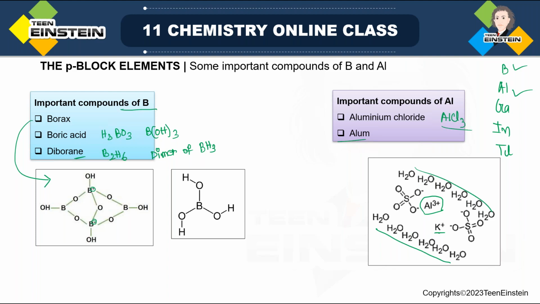So there are actually different types of alum. This is one of these examples, which is popular.